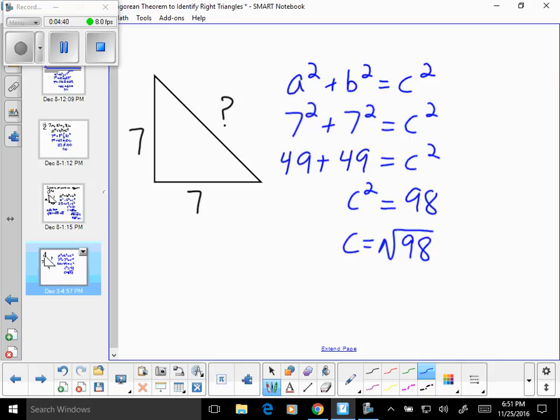Now, if you really look back at this, people, look what you have up here. You have 49 plus 49. That means 49 times 2. So the square root of 98 is really the square root of 49 times 2, which means I have 7 times the square root of 2. And I do not have labels here, so I have to use my word units, my label units.